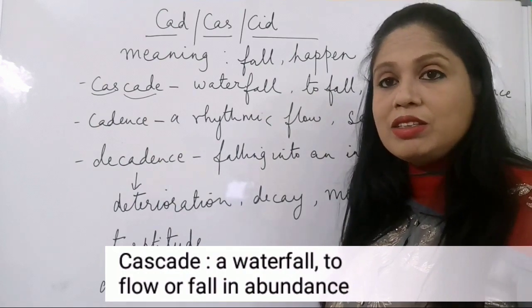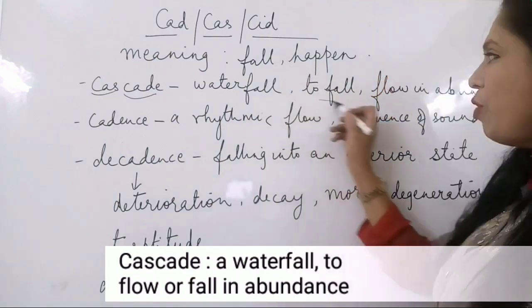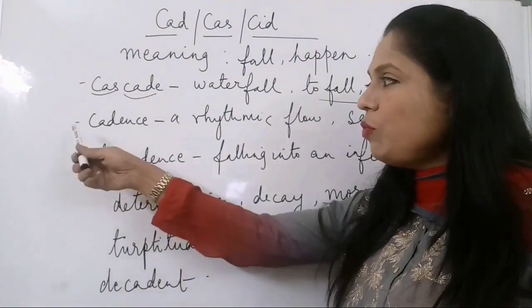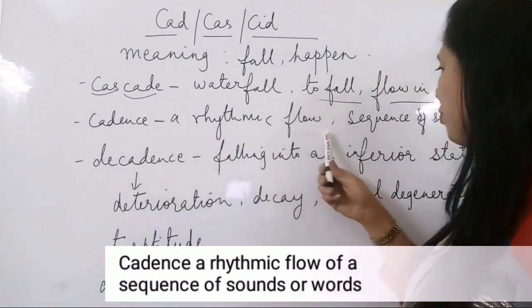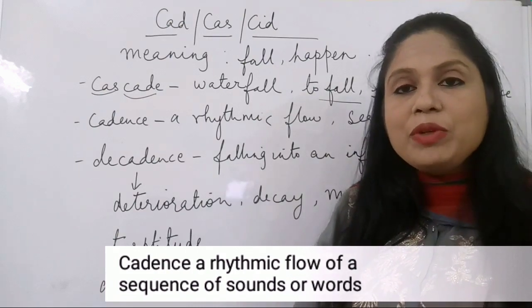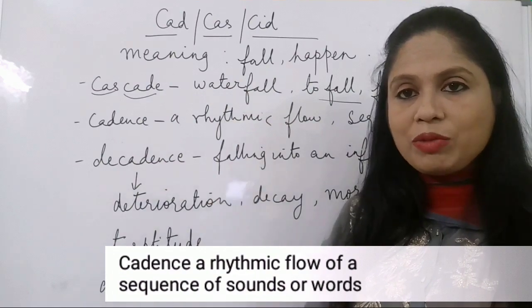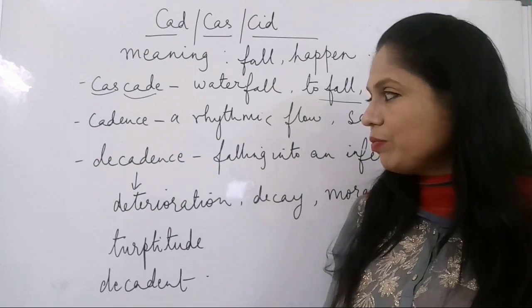A cascade is a waterfall, something that falls from up to down. To fall, to flow in abundance. The second one is cadence. A cadence is a rhythmic flow or a sequence of sound. When music is played, there is a rise and fall, up and down. Therefore, we have the usage of the root cad here.